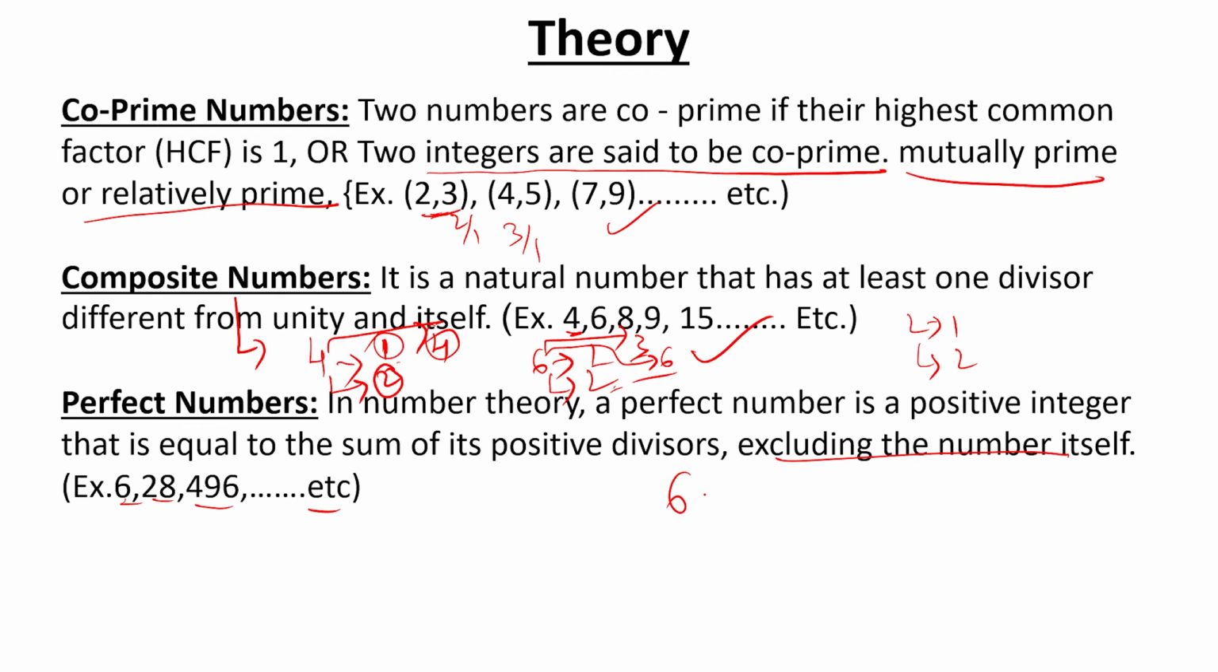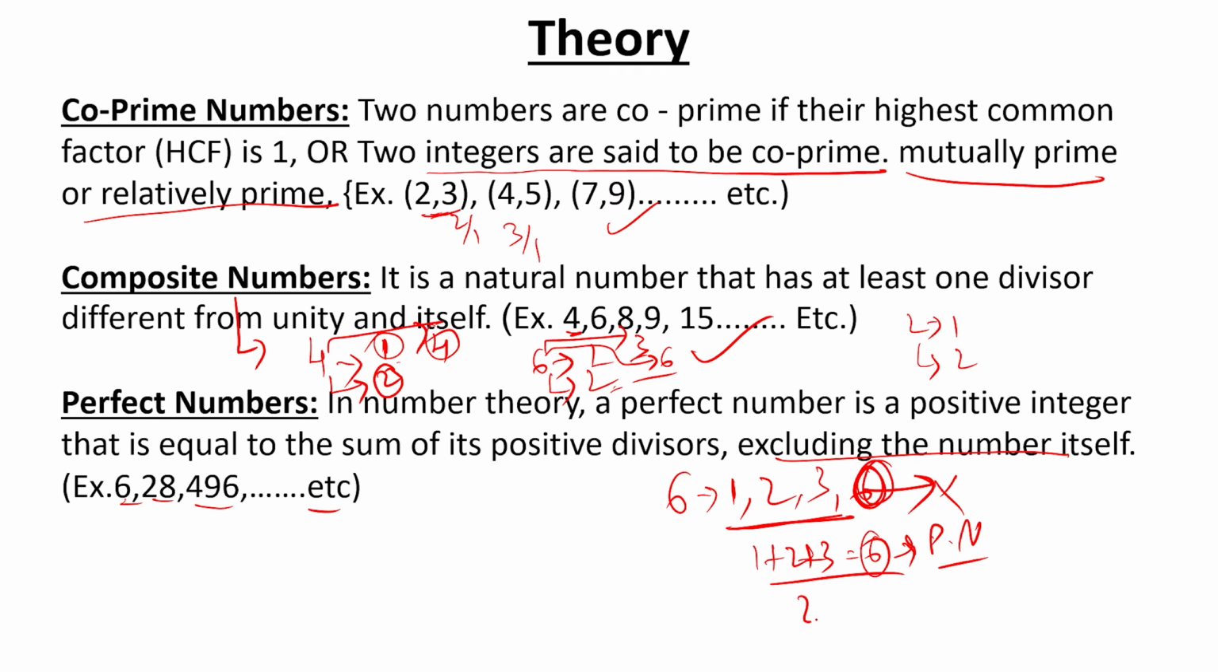Okay, let's take 6. 6 has several factors. 1 is a factor of it, 2 is a factor of it, 3 is a factor of it, and 6 is also a factor of it, right? 6 can be divisible by 1, 2, 3, 6. Let's exclude the number itself. Remove it, and take the sum of the positive divisors. By adding 1 plus 2 plus 3, we get the value 6. That's the reason why 6 is a perfect number.